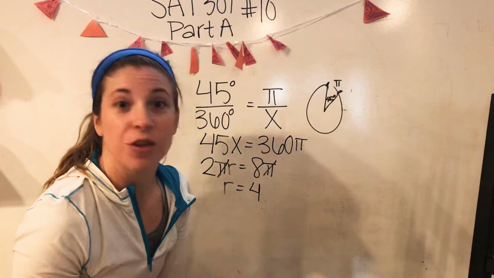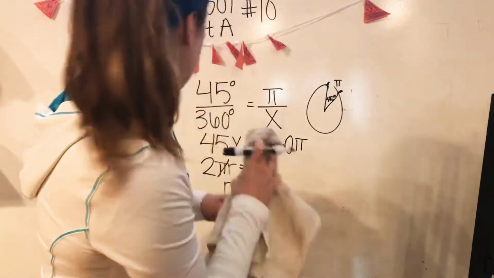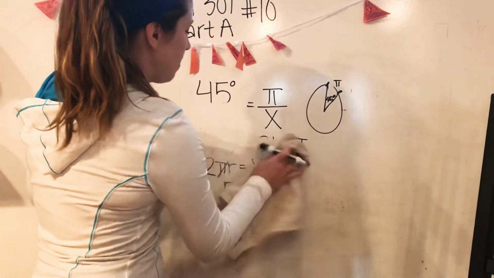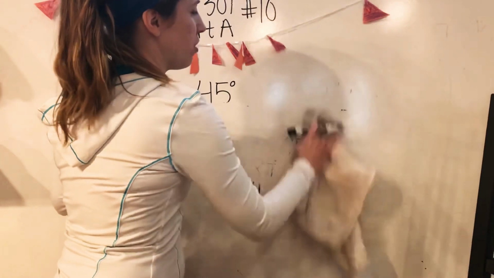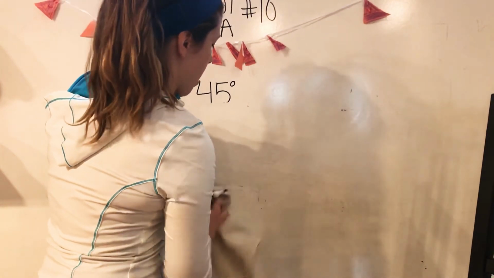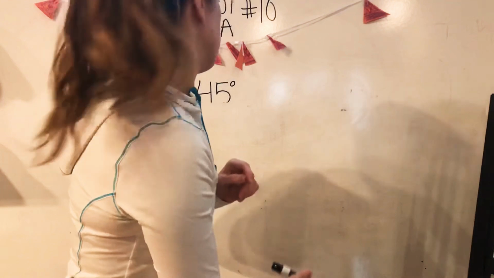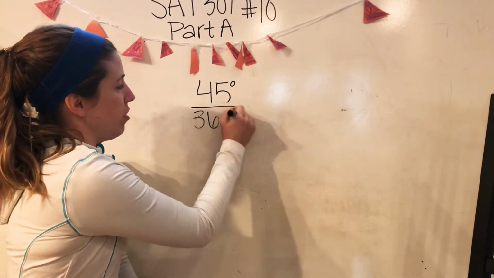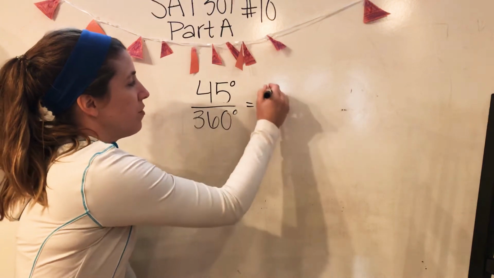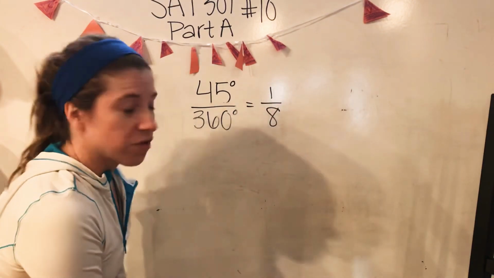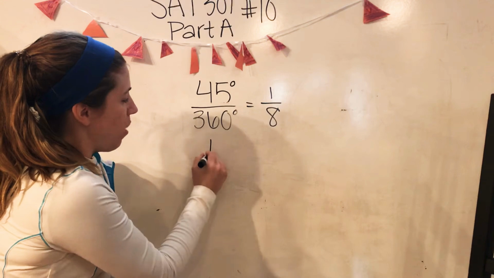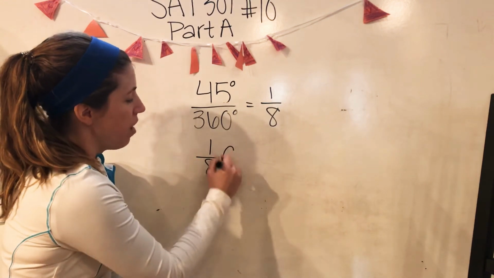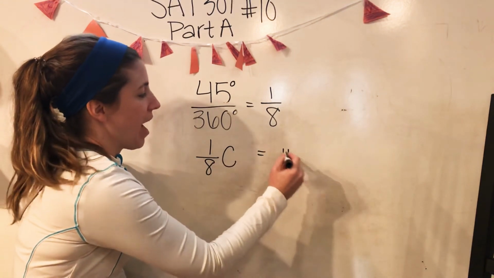Now, like I said, there were two ways that came to mind, so I'm going to do this one more time. We still have that 45-degree central angle. And I'm going to think about what fraction of the circle that represents. So 45 degrees out of a 360-degree circle simplifies to 1/8 of the circle. So that actually means then that 1/8 of the circumference is pi.